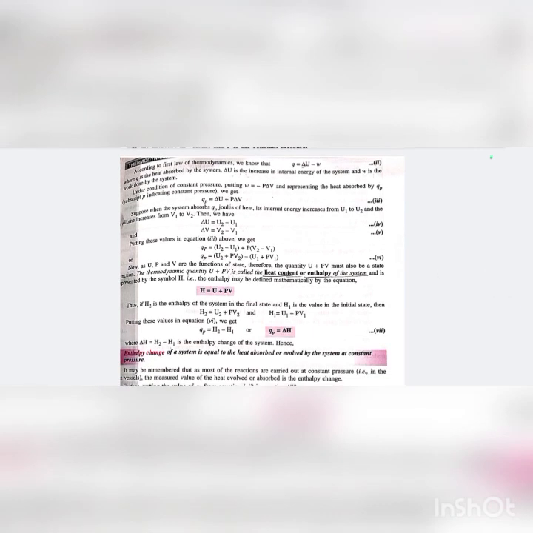The thermodynamic quantity U plus PV is called the heat content or enthalpy of the system and it is represented by the symbol H. Then the enthalpy may be defined mathematically by the equation H is equal to U plus PV. If H2 is the enthalpy of the system in the final state and H1 is the value in the initial state, then H2 is equal to U2 plus PV2 and H1 is equal to U1 plus PV1. So putting these values in equation number 6, we get QP is equal to H2 minus H1, that is, QP is equal to delta H, where delta H is equal to H2 minus H1, the enthalpy change of the system. Hence, enthalpy change of a system is equal to the heat absorbed or evolved by the system at constant pressure. So delta H is equal to delta U plus P delta V.